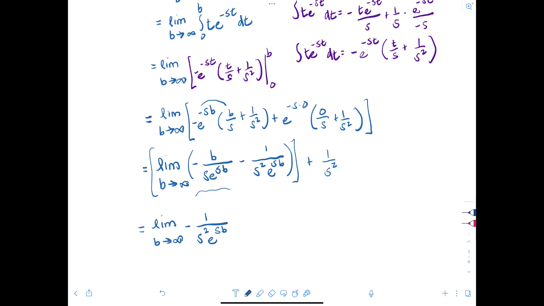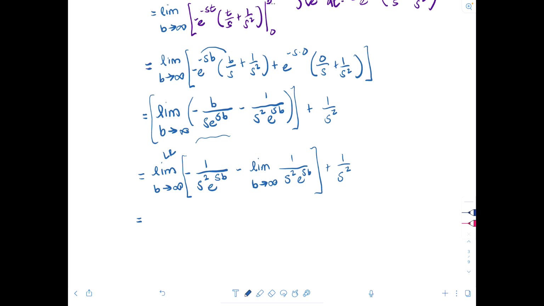And then, so I've applied L'Hopital's rule, and then minus the limit as b approaches infinity of 1 over s squared e to the sb. And then I have my plus 1 over s squared hanging out. So this in turn, do you see each of these will go to 0, right? So we'll end up getting negative 0 minus 0 plus 1 over s squared. So at the end of the day, 1 over s squared is our Laplace transform.